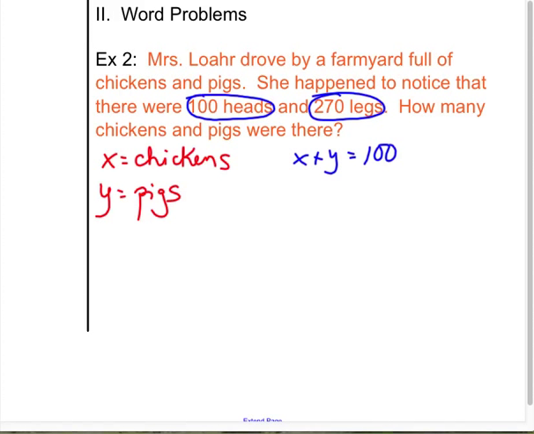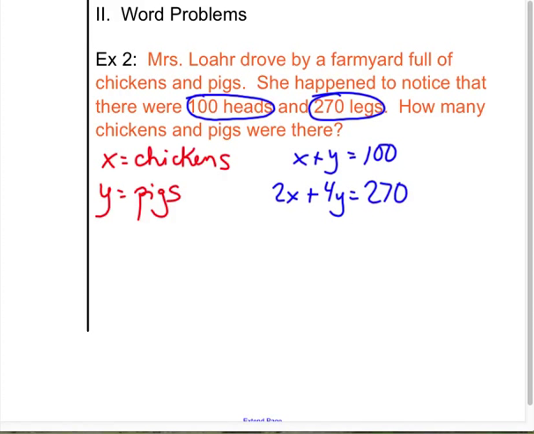Now the legs obviously is different. Chickens have 2 legs, pigs have 4. So if I take the number of chickens times 2 plus the number of pigs times 4, that should give me the total number of legs that I noticed in this farmyard.